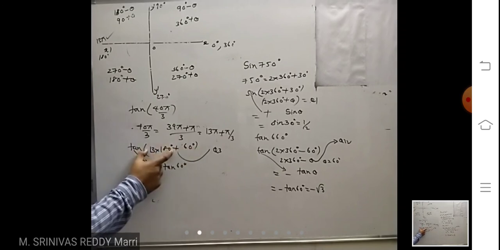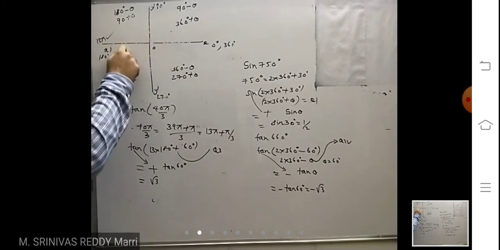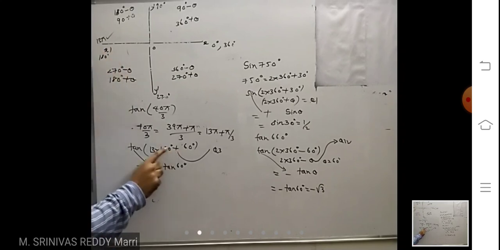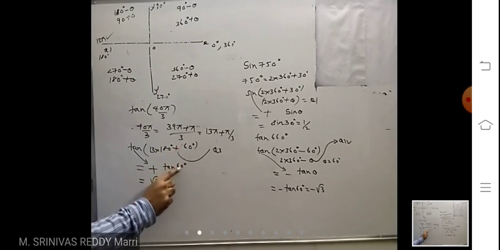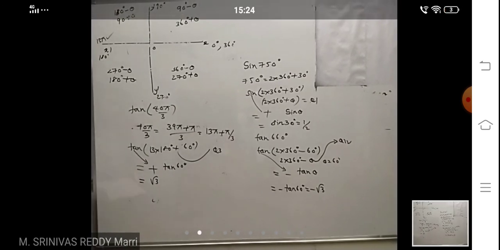So this is 13 into 180. This 13 into 180 is this end. Plus means the angle will rotate further. It will come here. Plus 60 means it is in quadrant 3. So this is nothing but tan theta, and in quadrant 3 tan is what? Positive. So its value is root 3.